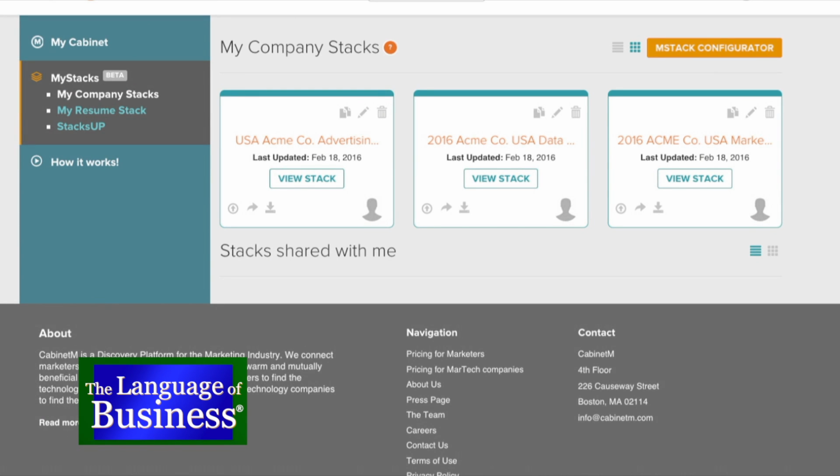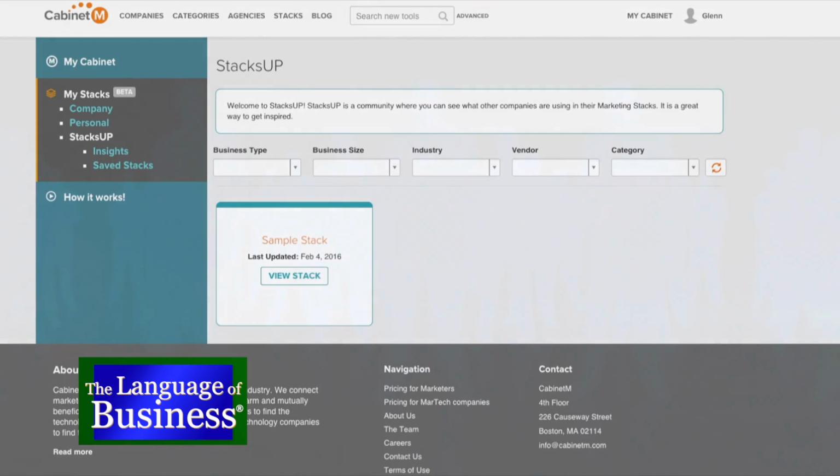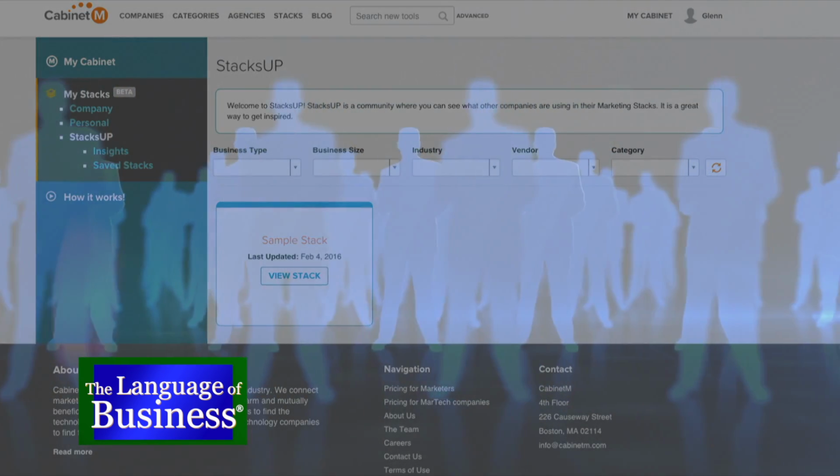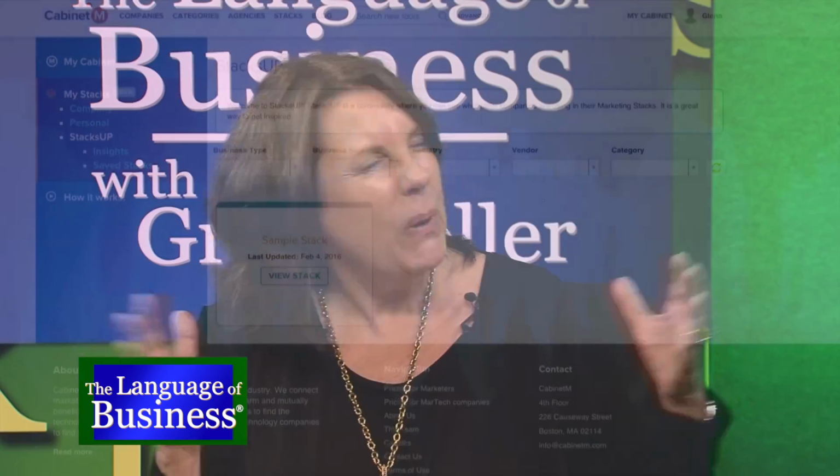Salesforce has a huge competitive advantage over other companies in its industry. What do you think Cabinet M's biggest competitive advantage is? The competitive advantage we have is that as people are building stacks on our site, we're starting to collect an enormous amount of data about what people are using and in what combination. In the very near future, we'll be able to turn that into recommendations. We'll be able to tell you, Greg, other companies in your industry of your size and type, this is what they're using in this category, to help you narrow down your own selection of tools.